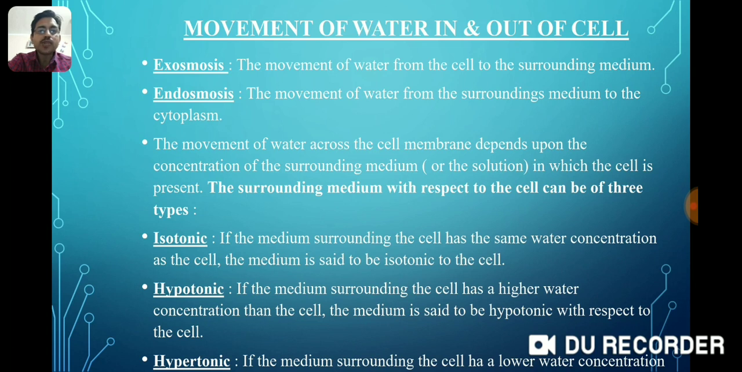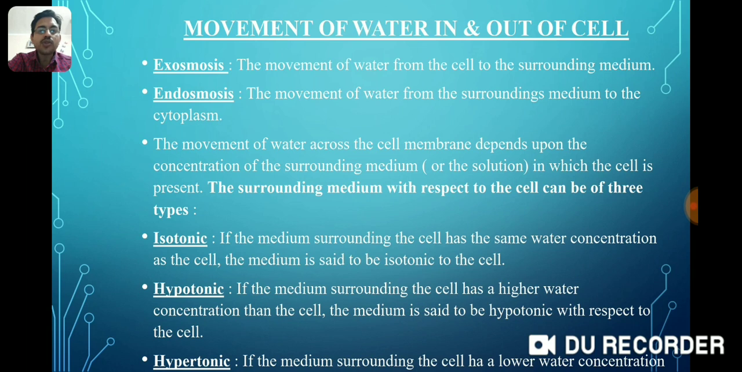Another type of solution is hypotonic. Hypo means less, tonic means concentration. This is the solution that has less concentration, means more water. If the medium surrounding the cell has higher water concentration than the cell, that is the dilute solution, the medium is said to be hypotonic. If the cell is placed in such a hypotonic solution, then the water will move inside the cell by the process of endoosmosis and the cell will swell up.